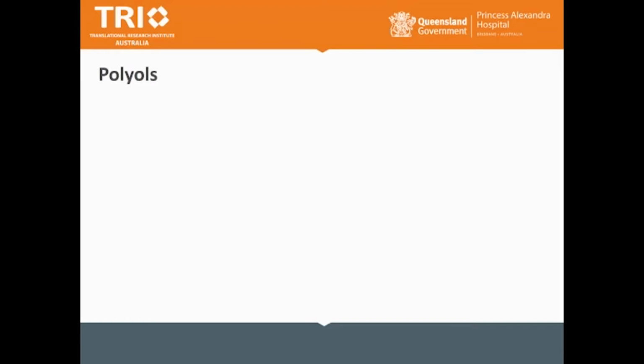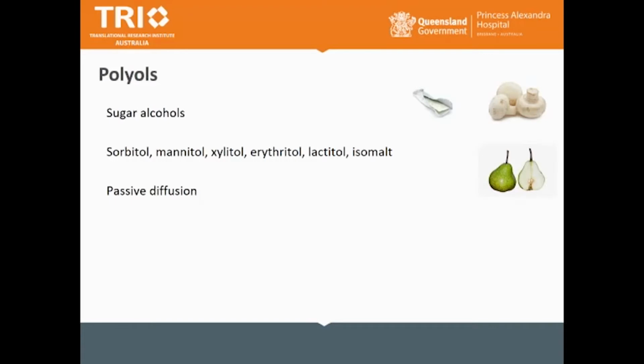Polyols, so this is the final group of carbohydrates that I'm going to present to you. These are sugar alcohols, and there's a whole different range of polyols found naturally occurring in the diet, but also added to packaged foods. So sorbitol and mannitol are found in quite a lot of fruits and vegetables, including pears, mushrooms. But then we've also got things like xylitol, lactitol, isomalt, and particularly sorbitol and mannitol also found in sugar-free gums and sugar-free mints. So polyols are absorbed, but it's a slow process.